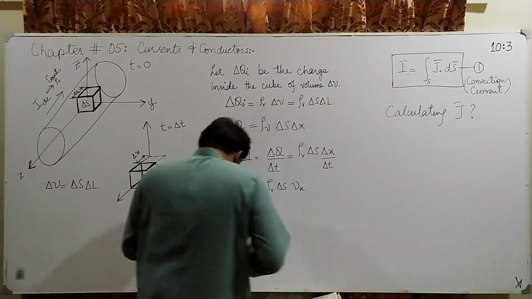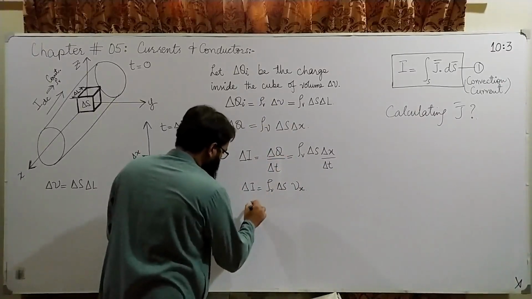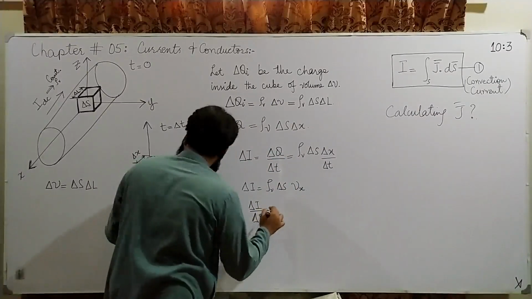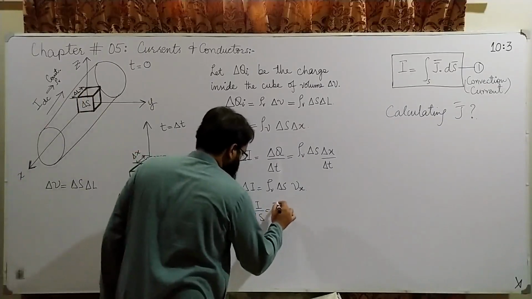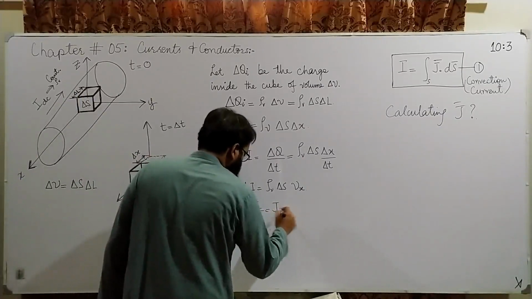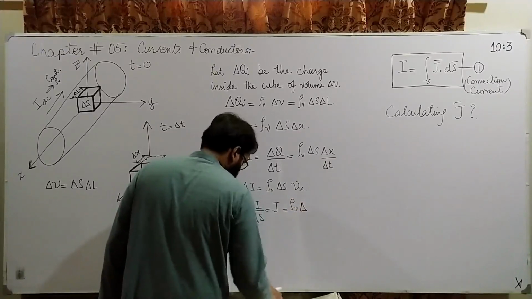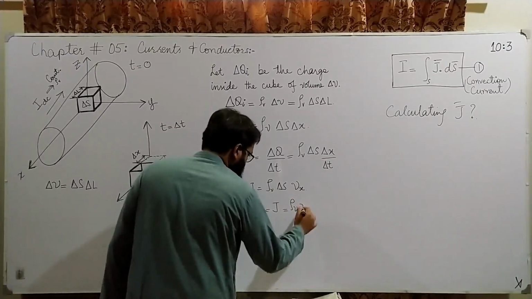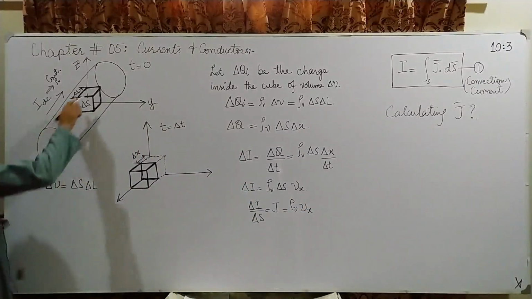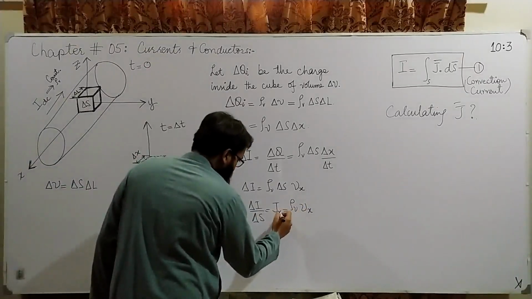All right. So if I cross multiply, incremental current divided by incremental surface area is equal to J. We all know that J is equal to rho V Vx. And just to emphasize, since charges are moving in x direction, the current density would also be in x direction.